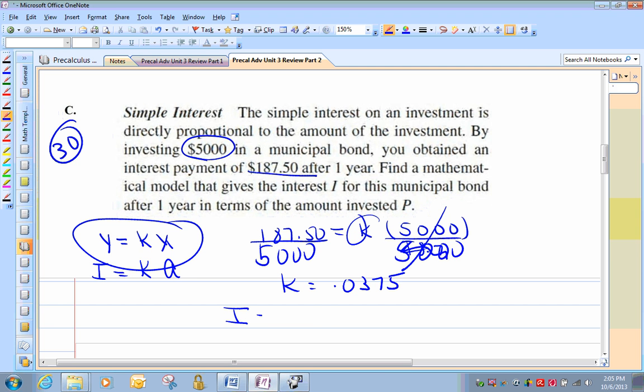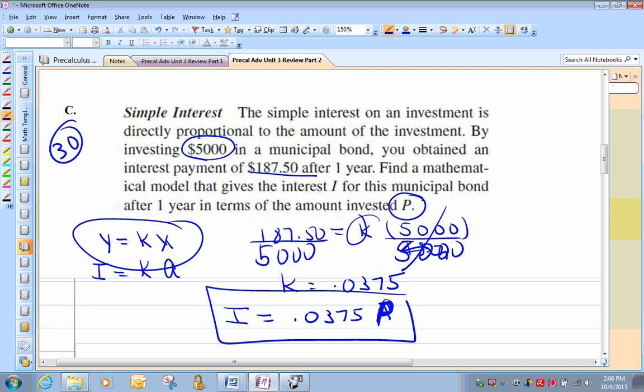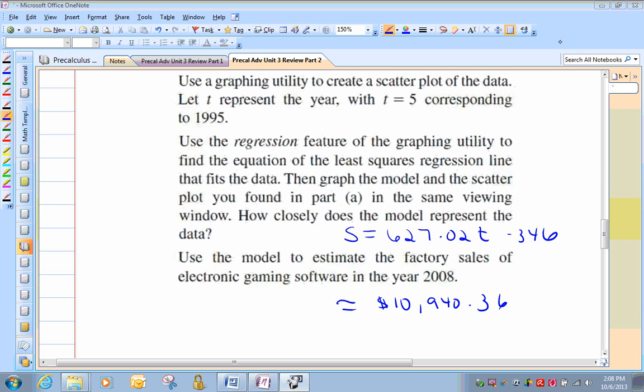Our mathematical model would look like this. Our interest is equal to 0.0375 times our amount, or our principal, since that's what they're calling it here. Let's make it a P. Our principal, which is our beginning amount that we invested. And that would be our mathematical model. So see if you can do the one before on your own like that. We're using our directly proportional relationship and solving for constant k, and then we're using constant k back in our problem and leaving the rest as variables. All right, let's move on.